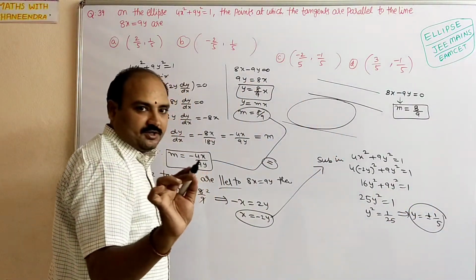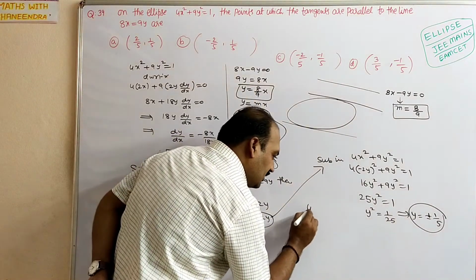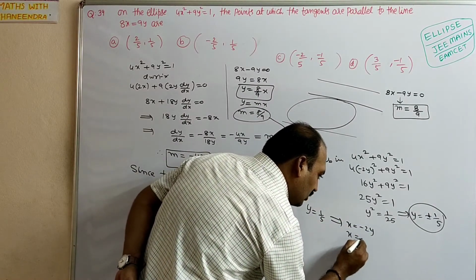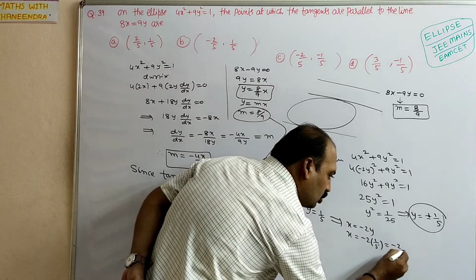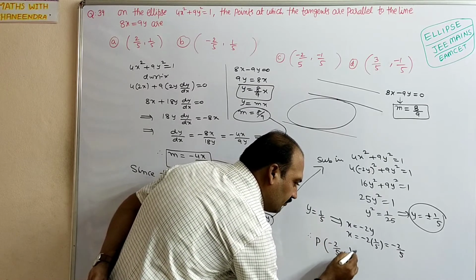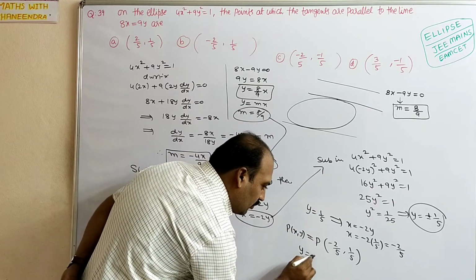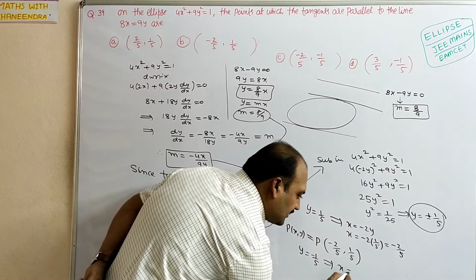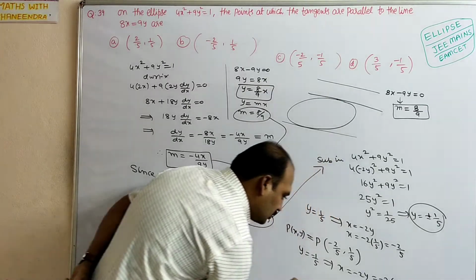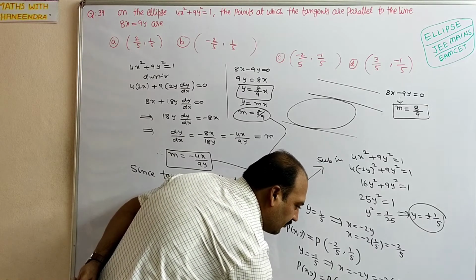So the y value we got. Now y is equal to plus or minus 1 by 5. Substitute in x is equal to minus 2y. For y equal to plus 1 by 5, x is equal to minus 2 into 1 by 5, so minus 2 by 5. Therefore one of the points P of x comma y is minus 2 by 5 comma 1 by 5. Similarly, y is equal to minus 1 by 5 implies x is equal to minus 2y, so minus 2 into minus 1 by 5, which is equal to 2 by 5. So P of x comma y is P of 2 by 5 comma minus 1 by 5.